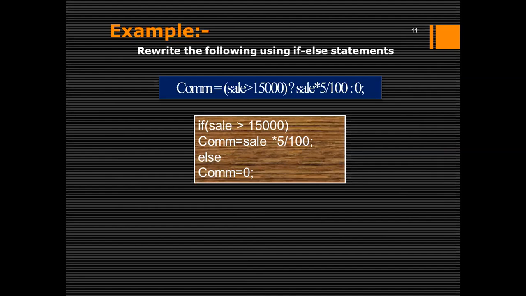So how are we going to write it? If sale greater than 15,000, commission is equal to sale into 5 by 100, that is 5% of sale, otherwise commission is equal to 0.